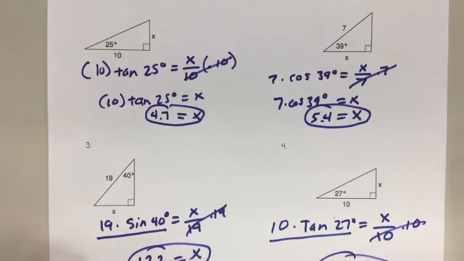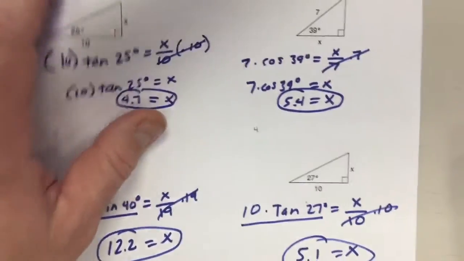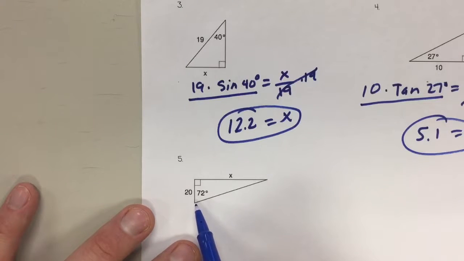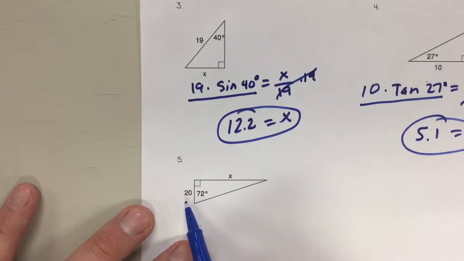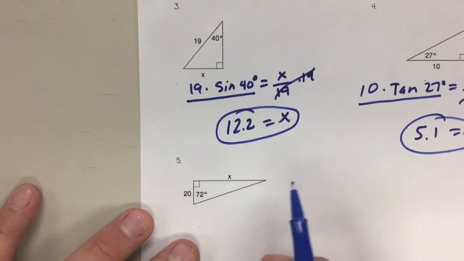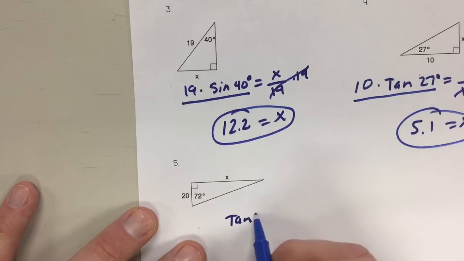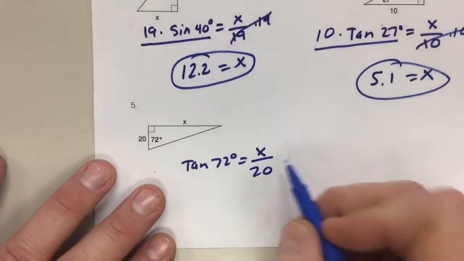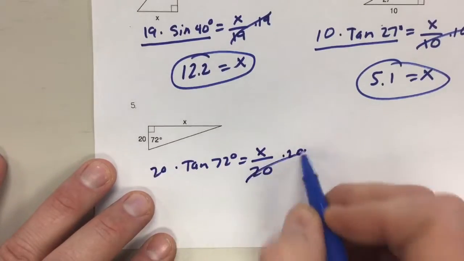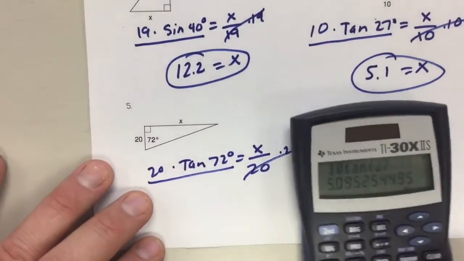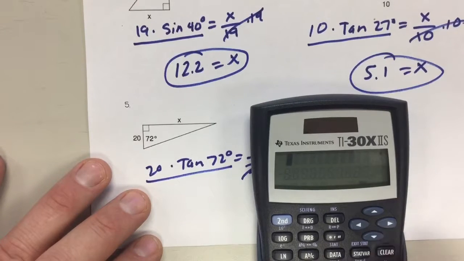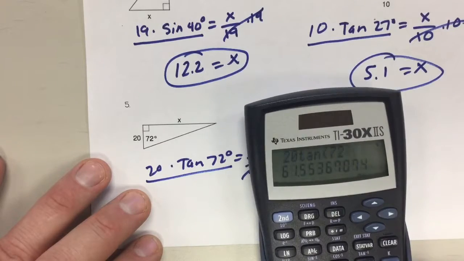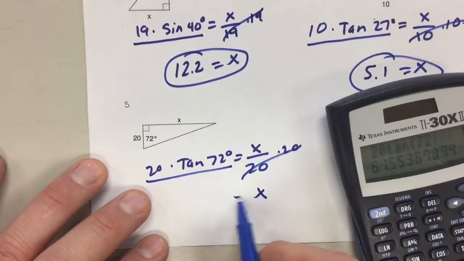So when we're trying to find sides of triangles, we'll always round to the 10th place. So 1 decimal, tenths. Here's the last one. 72 is this angle. X is opposite, 20 is adjacent. Opposite and adjacent, again, that's a tangent problem. So I'm going to do tangent 72 equals opposite over adjacent. Multiply both sides by 20. Type that into your calculator. 20 tan 72. And I get 61.55, which will round to 61.6.